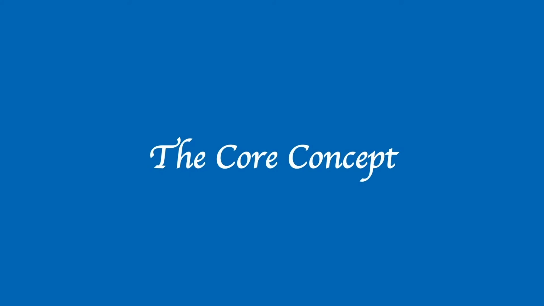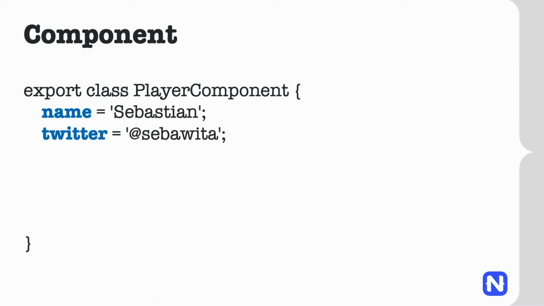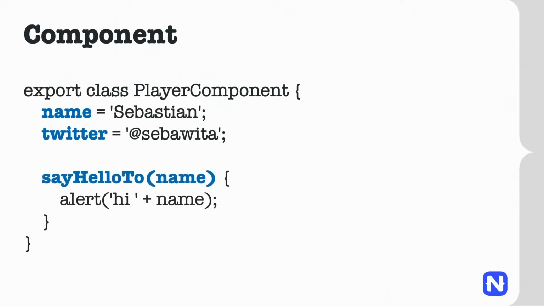Some of the core concepts, at least for me, made me aware early on that there was always a possibility to use Angular for this specific task. So if you wanted to, for example, build a very simple application, you'd have a player component, which would have, for example, a name and a Twitter attribute, right? So Sebastian and Sebawita. And then we would also have a method called sayHelloTo, and then you could pass in a name, and then you would, let's say, do a pop-up with an alert saying hi and whatever name you pass. So that's our component.